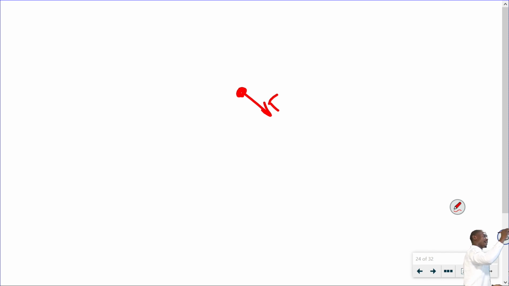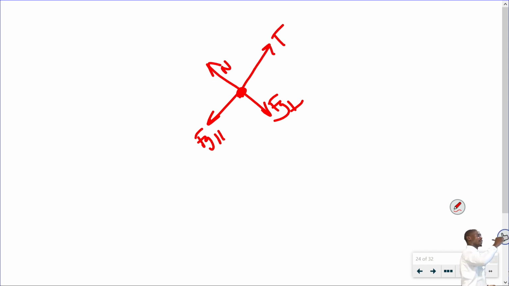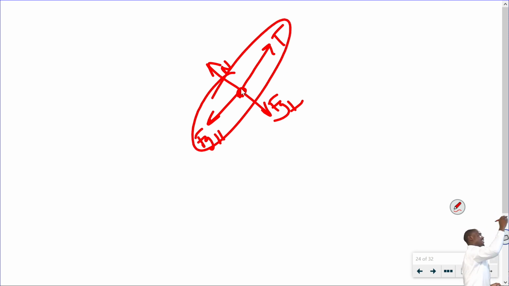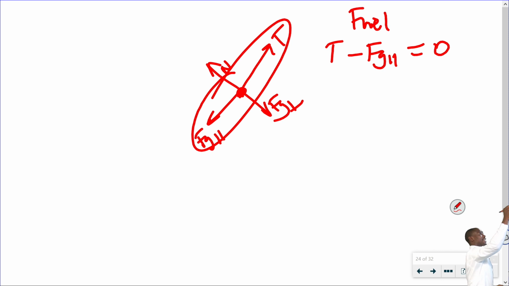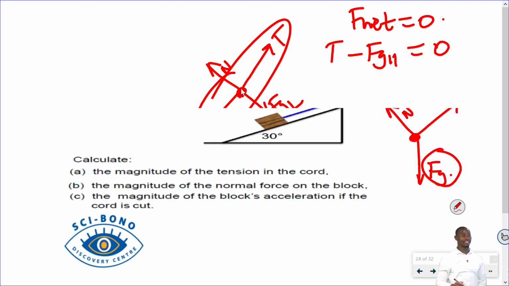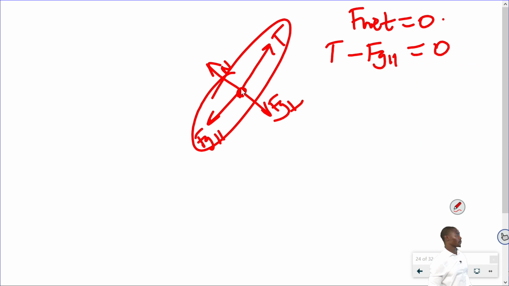So I'm having Fg perpendicular, Fg parallel, and then there's normal force there, and that tension. Okay? So already we are told that this object is at equilibrium, right? So it is stationary, at equilibrium. F net is equal to 0. So when I add tension and Fg parallel, tension minus Fg parallel, I must get 0. F net is equal to 0. Understand why F net is 0? Because we are told that this is at equilibrium, right?